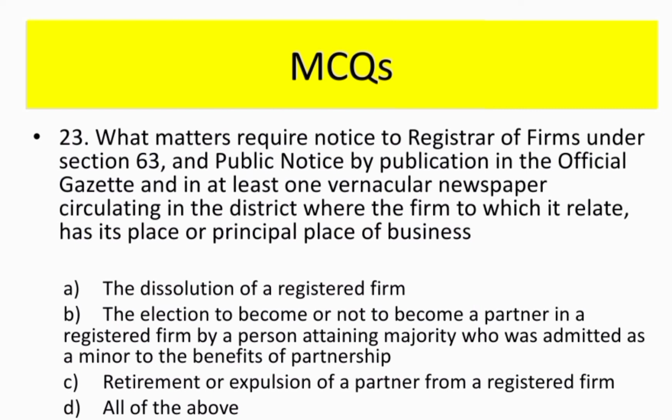Option B says the election to become or not to become a partner in a registered firm by a person attaining majority who was admitted as a minor to the benefits of partnership. And option C says retirement or expulsion of a partner from a registered firm. And option D says all of the above. So the correct answer for this question is option D, all of the above. These all options apply, whether a registered firm is getting dissolved, or a minor is becoming a partner or chooses not to become a partner after attaining majority, or any partner retires.